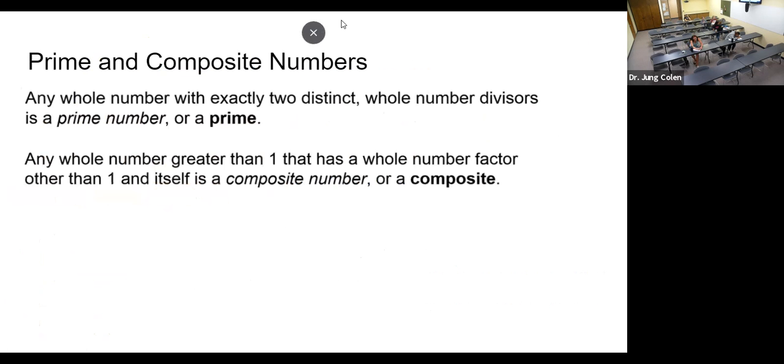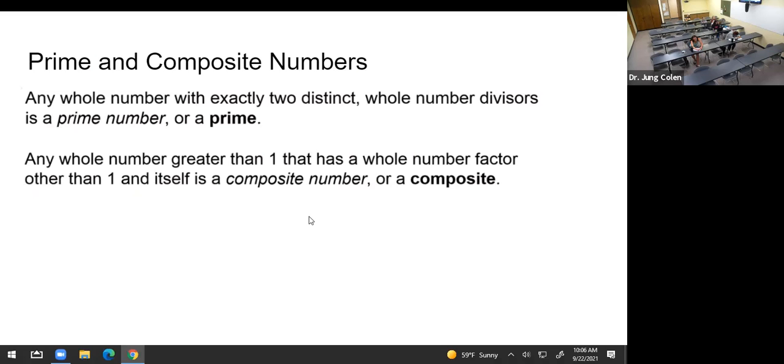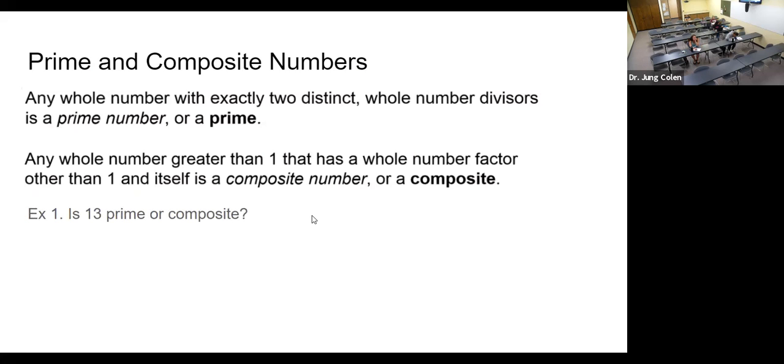Okay? All right, so for upper grades, we can define prime number and composite number a little more sophisticatedly. Like this. Any whole number with exactly two distinct whole number divisors, like 1 and itself, right? Then we call that a prime number. Any whole number greater than 1 that has a whole number factor other than 1 and itself is a composite number. So a composite number has more than two factors, right? 1 and itself, and there should be something else. Then we call that a composite number.